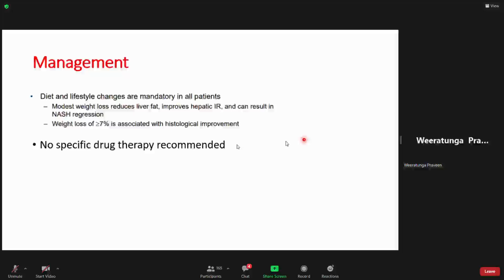But these drugs are used. Statins are used. Vitamin E is used, and also GLP-1 receptor agonists, right? They are used now for NASH. But most of all, what is clearly established is that weight reduction is the most important thing. That is the most important thing, and it can cause improvement in histopathological changes also.